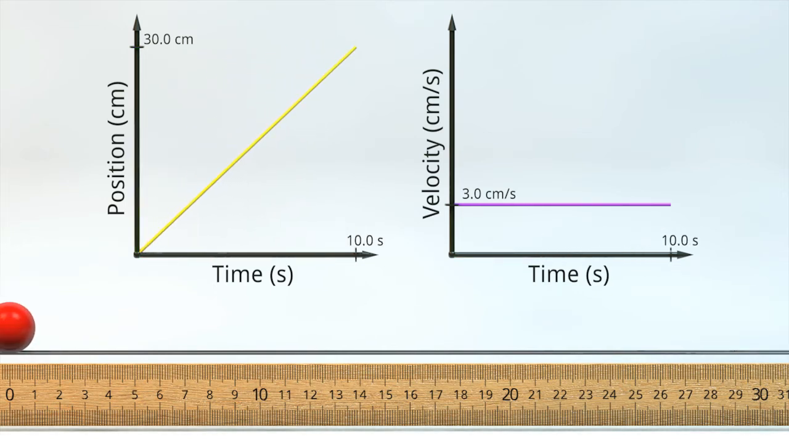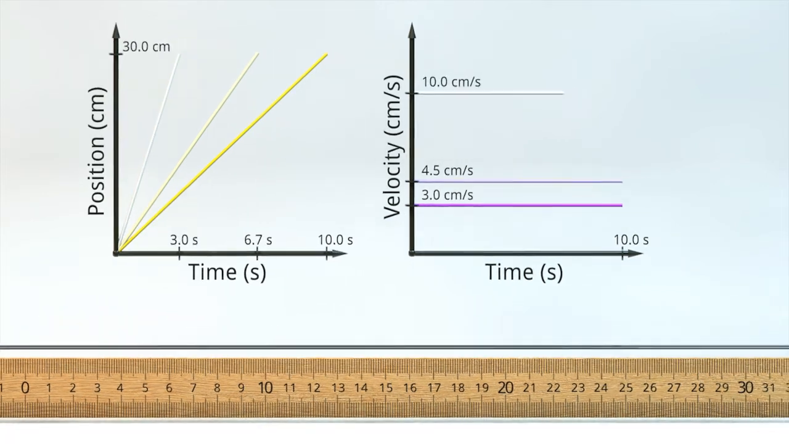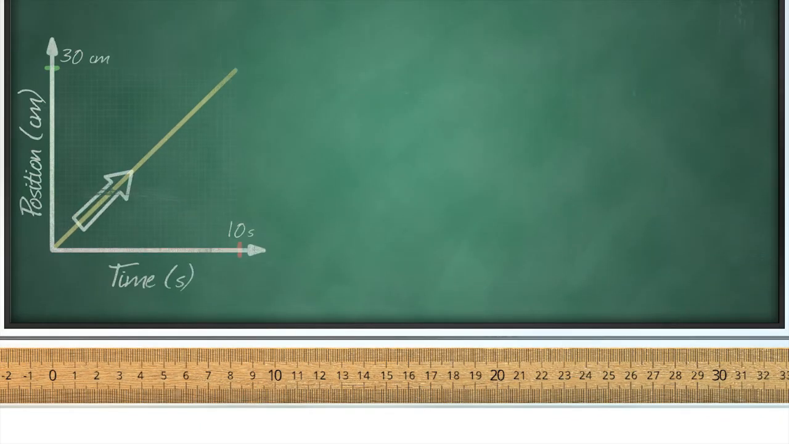But now let's speed things up and see what happens to the graphs. Consider how the slope of the position graph is steeper, and the value of the constant velocity becomes larger. Let's try that again with an even faster ball this time. It's even steeper now. So when we look at the slope of the position graph, we can figure out the velocity of the ball.